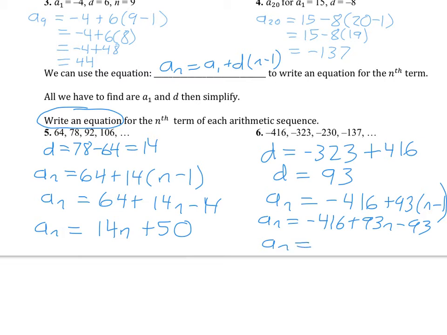So our final answer for number 6 is AN equals 93N minus 509, it looks like.